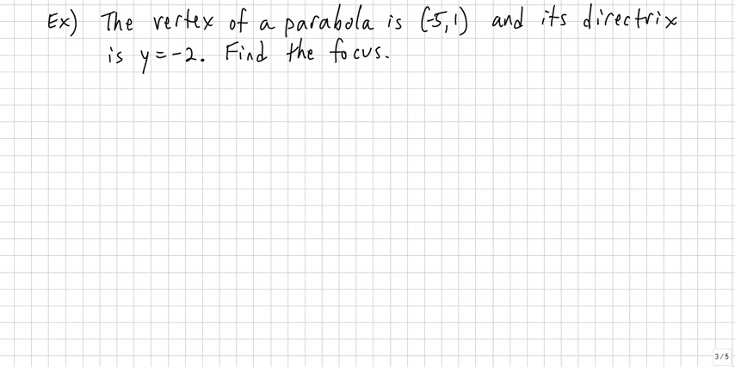All right, so let's give this a try. The vertex of a parabola is -5, +1. So let's draw a picture. So -5, +1.